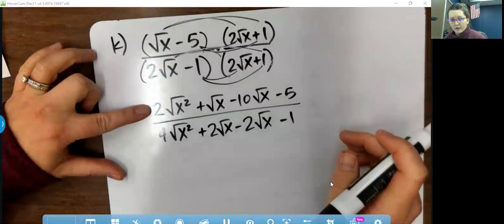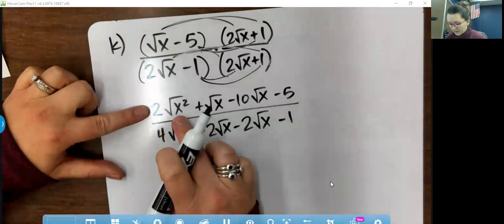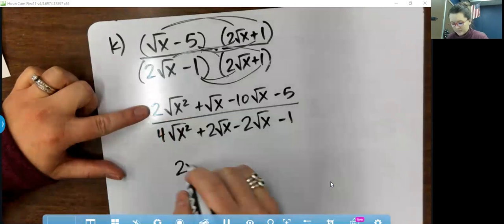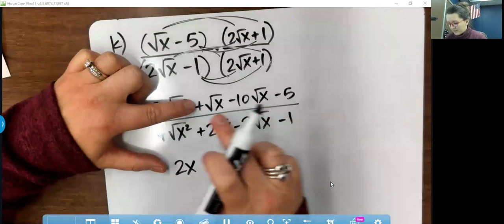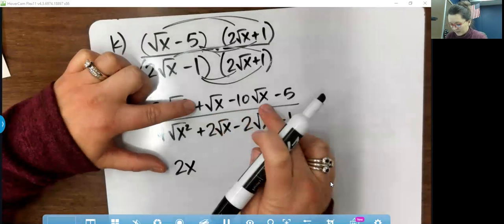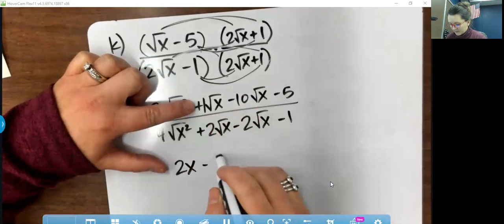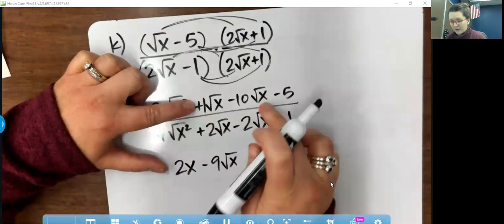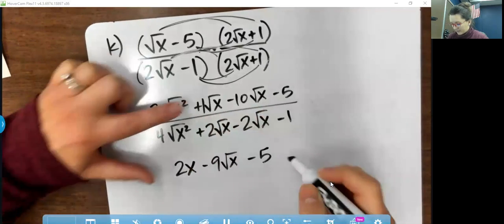Let's look at my numerator first. Let's work on that first. I know that the square root of x squared is just x, so I'm going to pull that out, 2x, right? Now I'm going to look at my like terms. I have a positive root x and a negative 10 root x, so think about that as 1, right? Plus 1, negative 10, that gets me negative 9 root x. I can do that because they are like radicals, right? Remember that. And I have a minus 5.